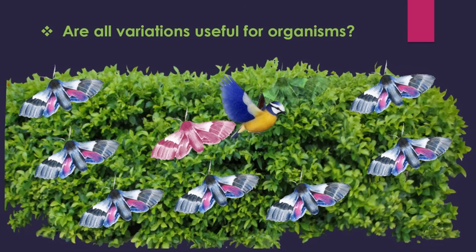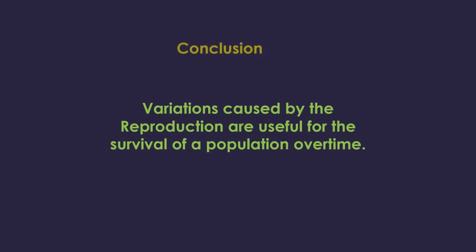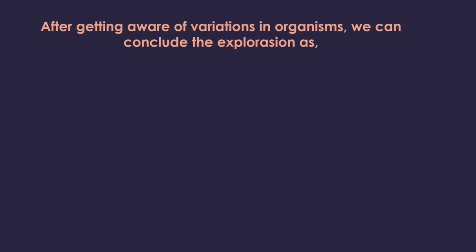So, the green colored variation is useful for the green beetle to survive within the surroundings, but the variation caused in the red colored beetle does not give any opportunity for survival. Hence, we can conclude that some variations are helpful for organisms to adapt and survive in the surroundings. Variations caused by reproduction are useful for the survival of a population over time, because the green colored beetles would sustain more time within the bushes and have the opportunity to increase their population over time.